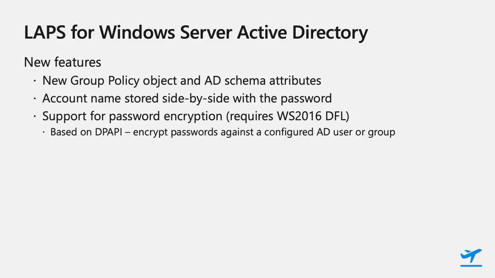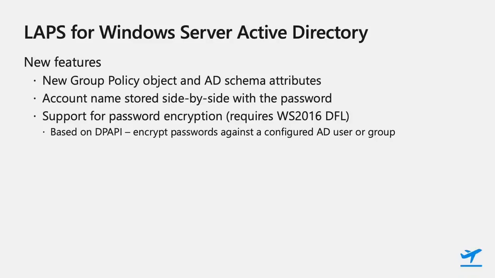The feature is based on the Data Protection API, and you configure the policy to tell us which group or user you want to be able to decrypt the password. Now, once you've done that, the device decides to rotate the password. The device will encrypt the password before it ever leaves the device, and then it will be stored in Active Directory in the encrypted form. The clear text password never leaves the device, only the encrypted blob.